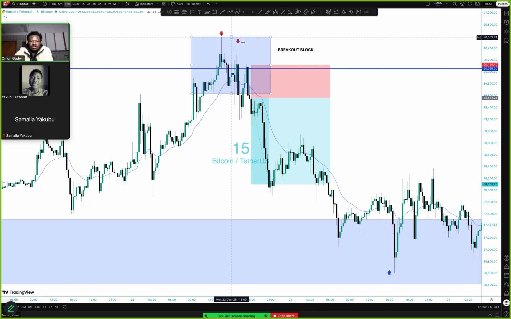It came to do a double top. After the double top, what happened? The market sold down a little bit. Look at this engulfing candlestick. As it engulfed, it came back a little bit. What happened? The market started selling. It couldn't break above here anymore.